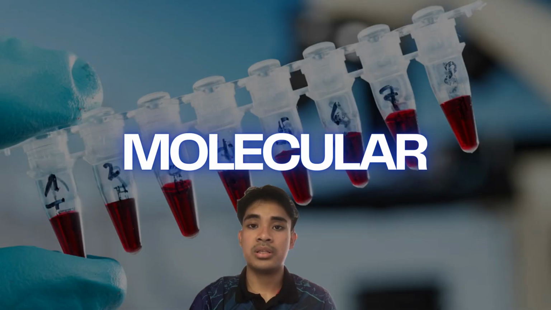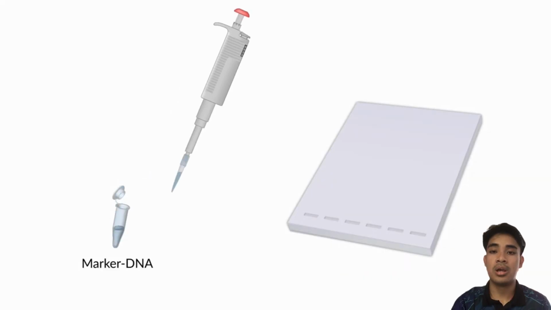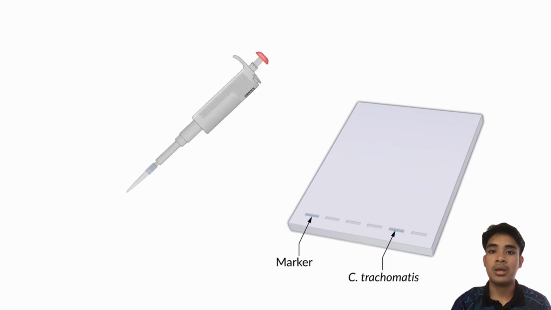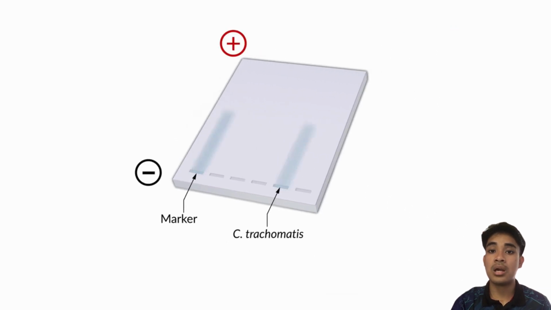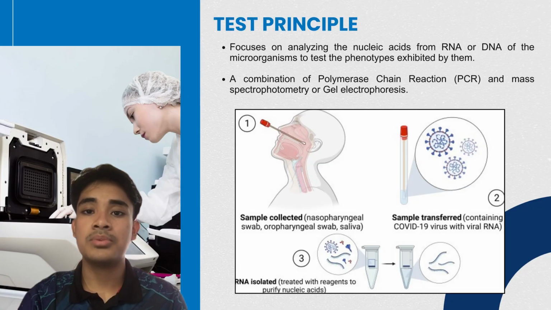Now, let's move on with the principle of molecular microbiology. Molecular microbiology uses the principle of detection by analyzing the nucleic acid, RNA or DNA, of the microorganism to determine the phenotype exhibited by them, using a combination of PCR and mass spectrophotometry or gel electrophoresis. The diagram shows the simple flow from specimen collection to lab testing.